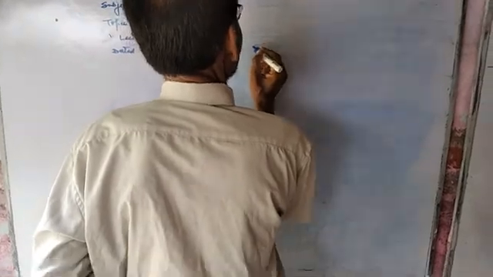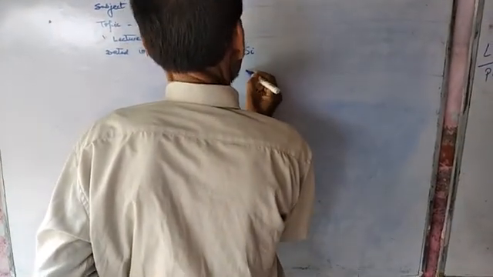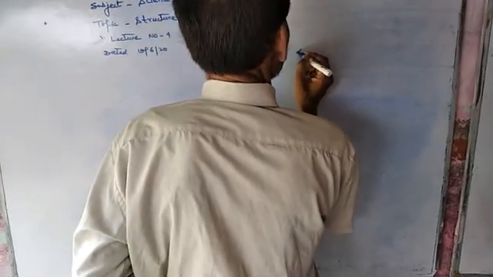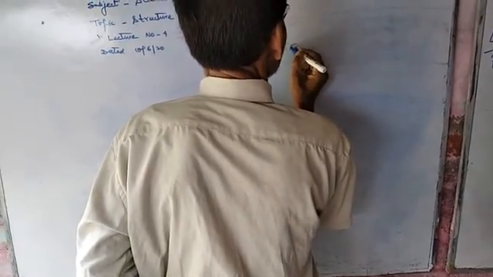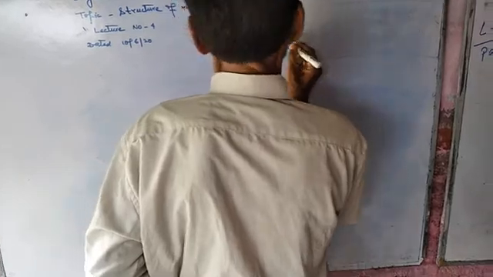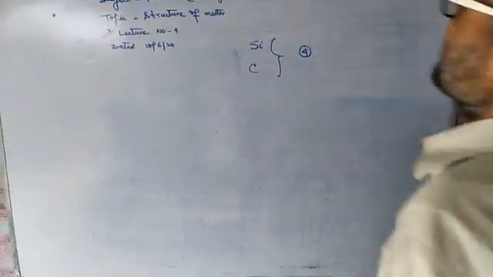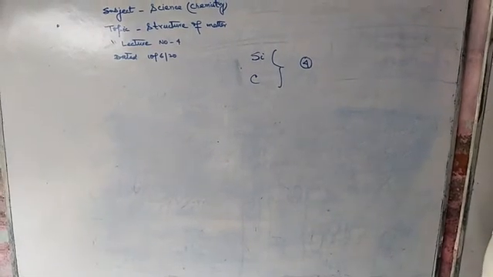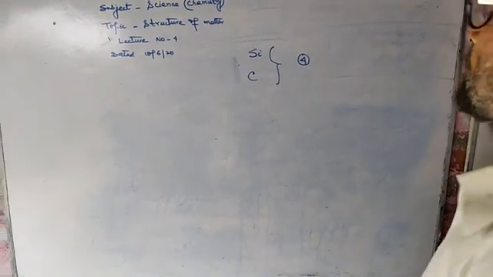Silicon, carbon, these have valency 4. These two elements, silicon and carbon, its valency is 4.